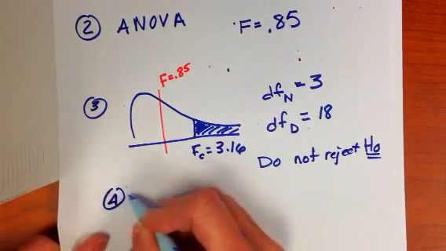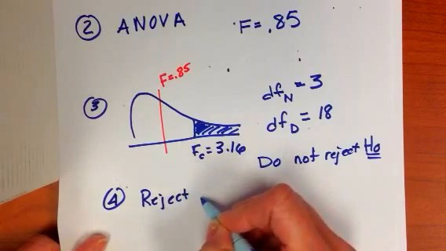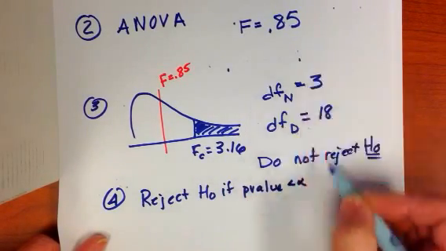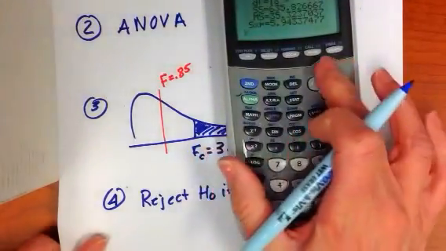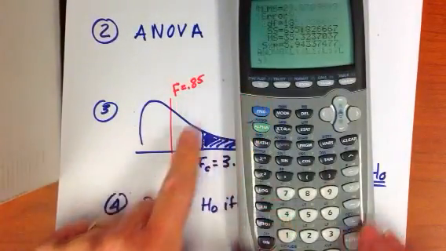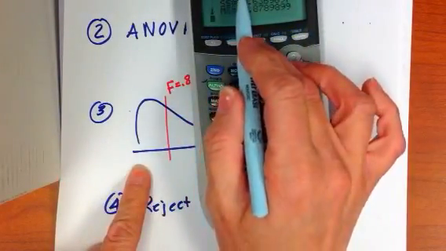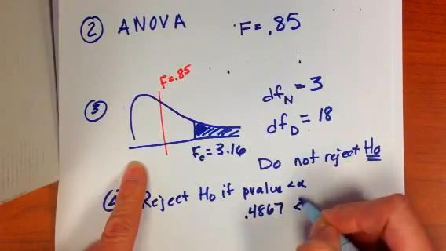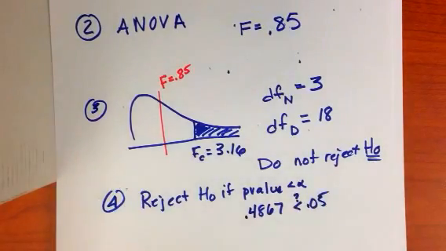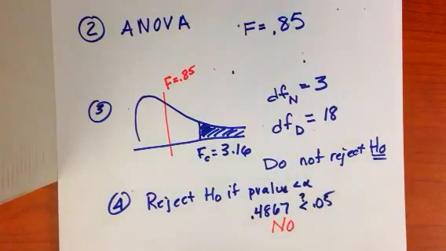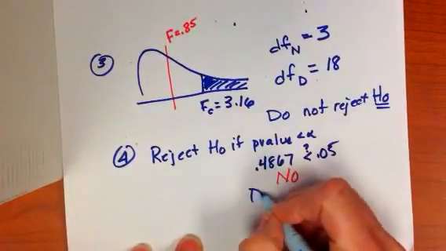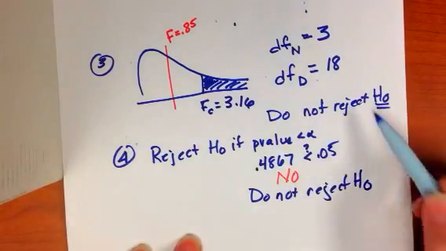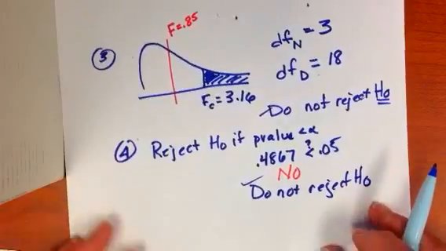Our p-value statement: we're going to reject H naught if the p-value is less than alpha. Did we write down our p-value? I actually didn't. The p-value is 0.4867. I think I wrote it in the table. Is 0.4867 less than 0.05? No, right? So we do not reject H naught, or on WebAssign, we would say fail to reject H naught. Those two are the same. They have to be the same.